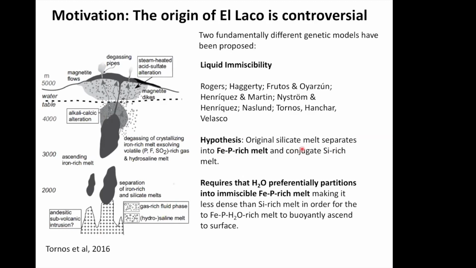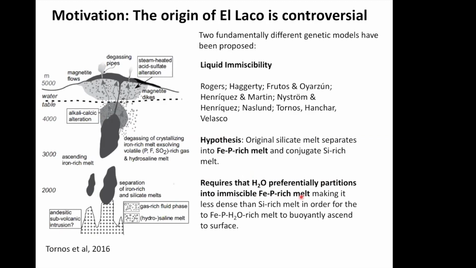One of the challenges with this model is that there is no evidence in the field for the conjugate silica-rich melts. And one of the things that it requires, as discussed in this paper, is that during unmixing, water in the original parent silicate melt must preferentially partition into the immiscible iron-phosphorus-rich melt. And that's because the iron-phosphorus-rich melt is more dense than the conjugate high-silica melt.